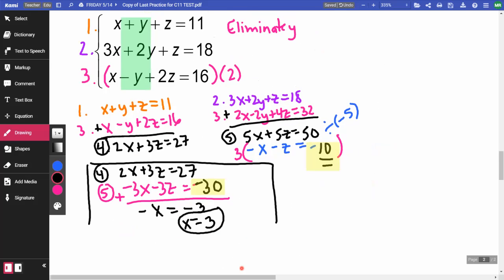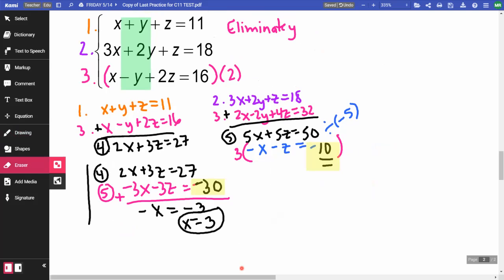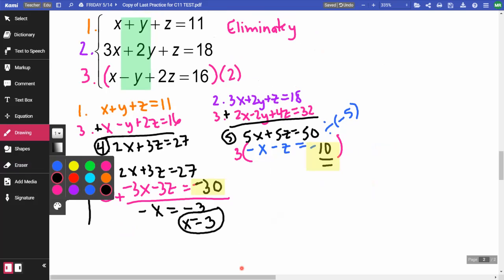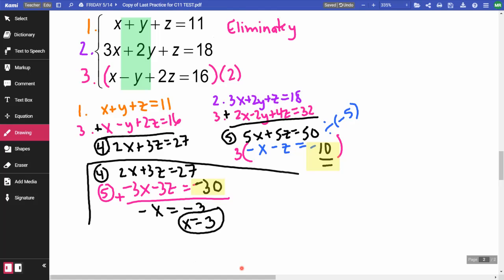So I still need to finish solving this system. Okay, so this system right here that I'm solving, I'm not done. I found my x, I still need to find my z. So let's say I put that into the 2 times 3, so 2x plus 3z equals 27. So this is going to be a 6.